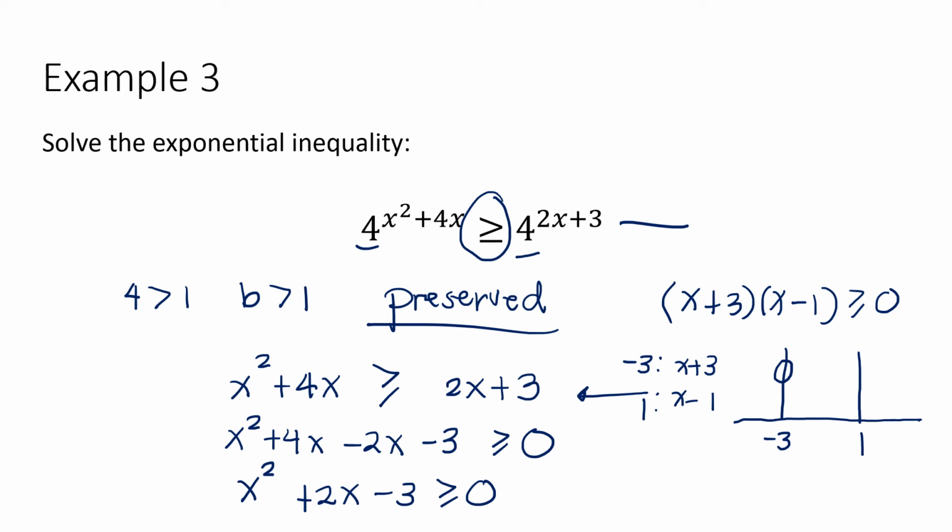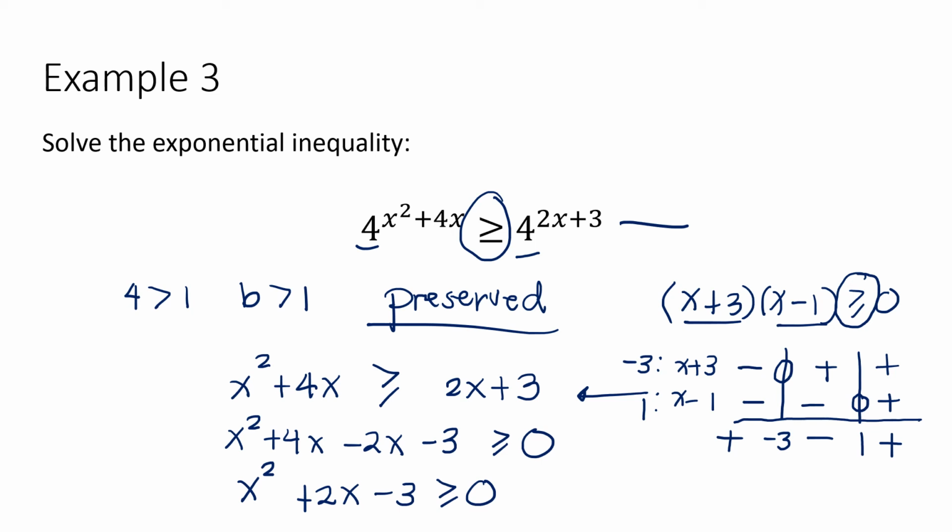So x minus 1 is 0 at 1. Using test numbers, this will result into a negative, positive, and positive. The second one is negative, negative, and positive. So the product of these two will be applied for the signs. Positive times positive is positive, positive times negative is negative, negative times negative is positive.